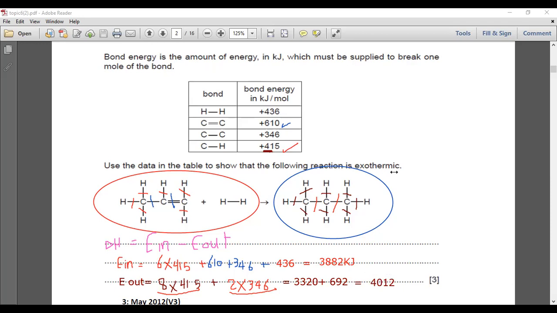So now I have to subtract energy in, which is 3882, minus energy out, which is 4012, equal minus 130 kJ. So this is an exothermic reaction. Got it?